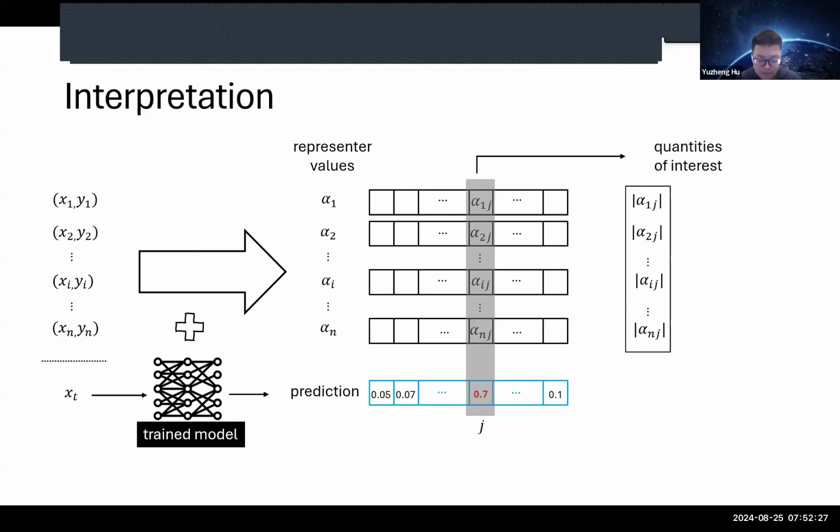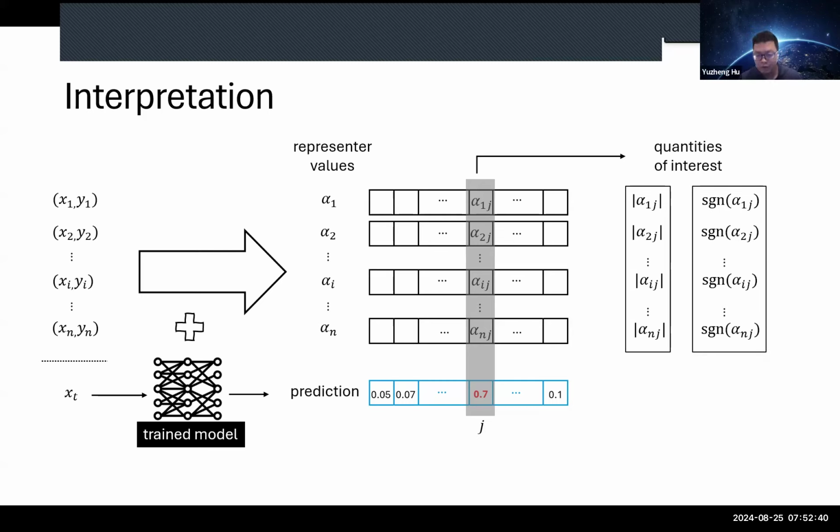So basically this absolute value just characterizes the degree of contribution of each sample to the model's prediction on this J's class. We can also look at the sign. The sign is also very interesting, because it means whether this data point contributes positively or negatively for the prediction to be the J's class.